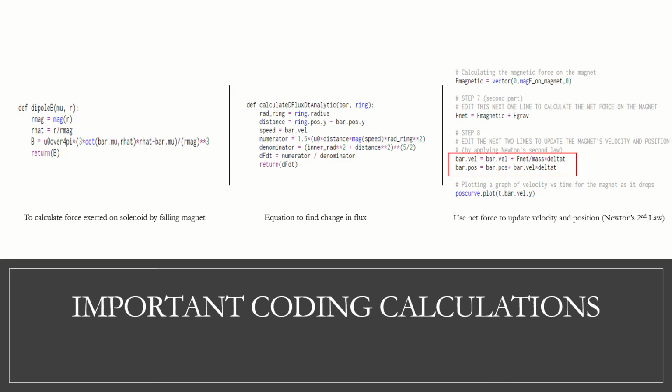So here we can see the significant calculations that I did in my code. The first one is a definition function for the magnetic field of a dipole, and I used this to calculate the magnetic force exerted by a falling magnet. In the second code, I have an equation to find the change in flux. And then I also use Newton's second law in the third picture to update velocity and position using the net force that I calculated.